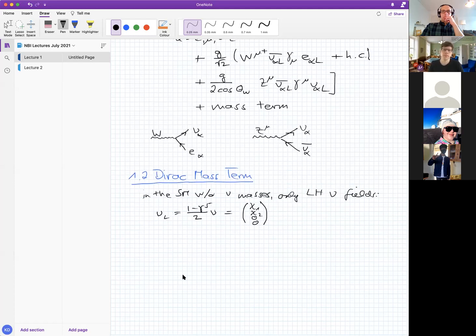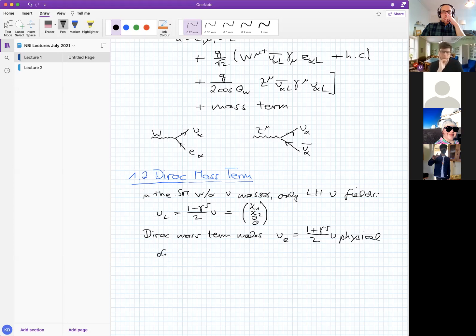Now, a Dirac mass term makes these lower components physical. So a Dirac mass term makes nu right, equal to (1 plus gamma 5)/2 times nu, physical. So that's now the projection operator that projects out the bottom 2 components of the field.